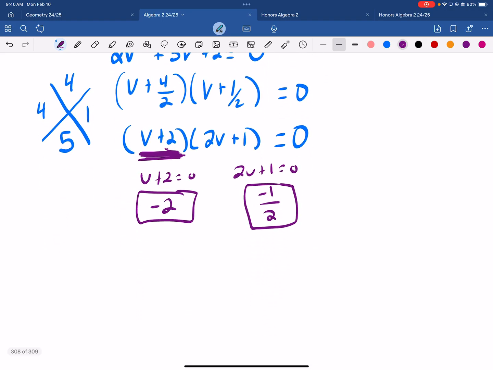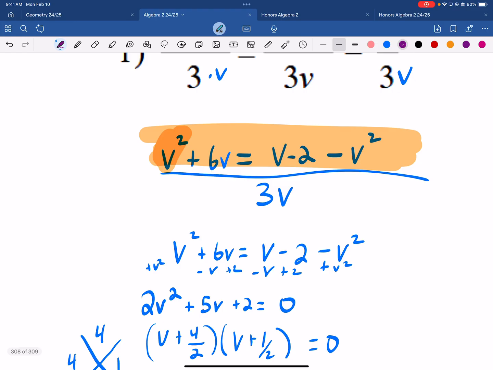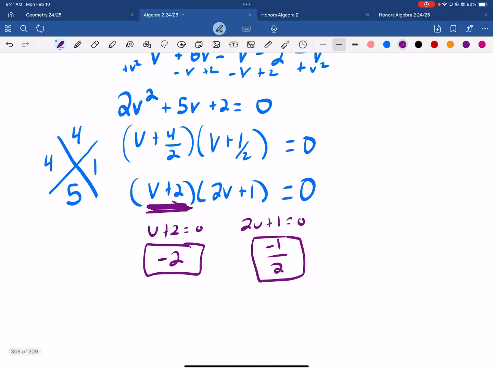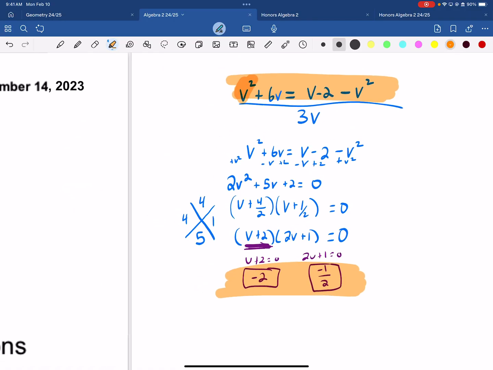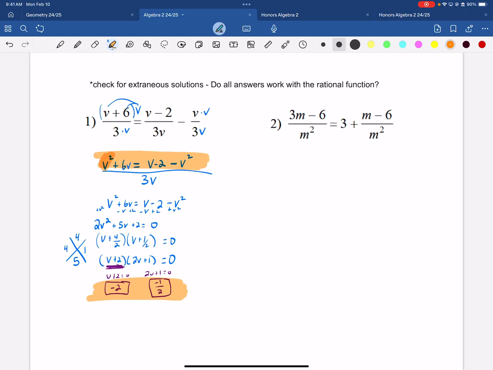Again, notice I said possible solutions. We have to look at all of the denominators from our original problem. The only one that's not going to work is 0, because remember we can't have denominators that are 0. So 3 times 0 is going to give me 0. Nothing else is going to give me 0 in the denominator. 0 is not one of the solutions that I found, so both of them work. We don't have any extraneous solutions with that one. None of my denominators are going to become 0. Okay?